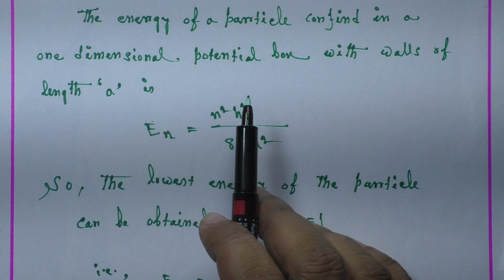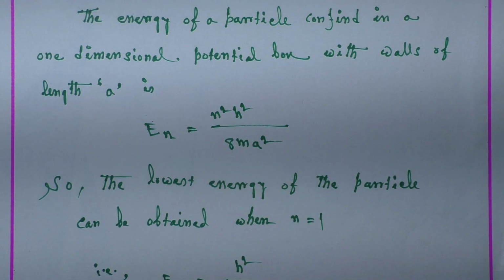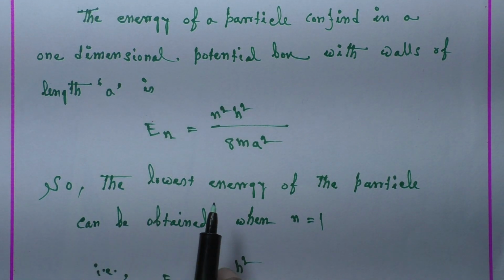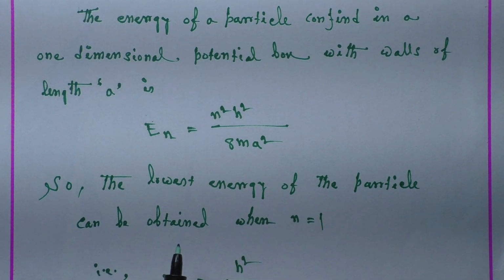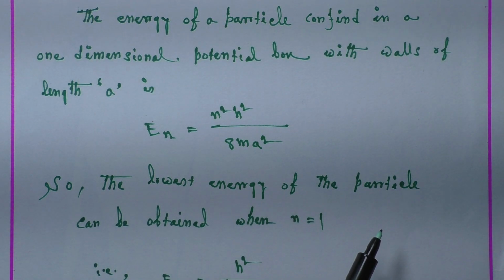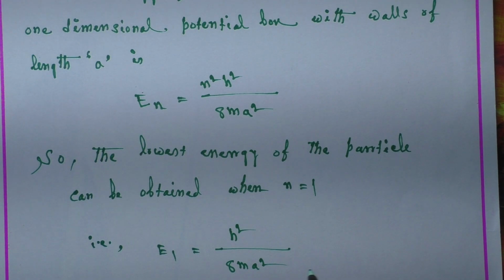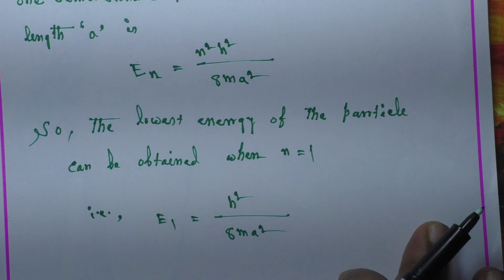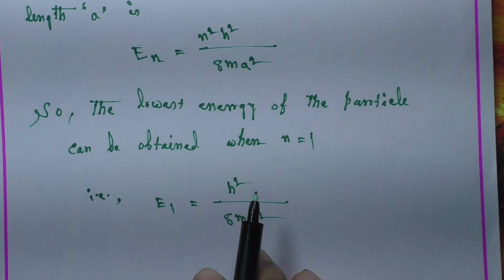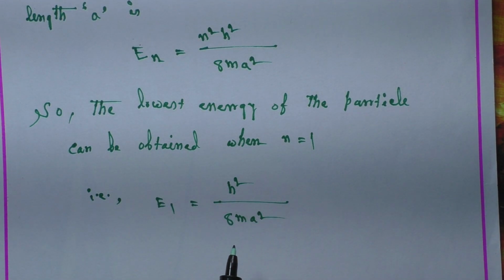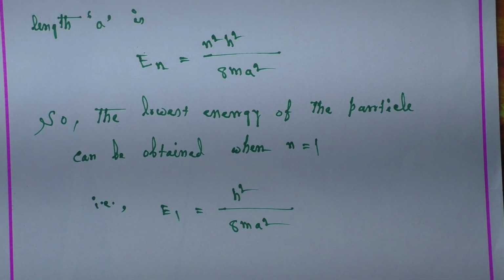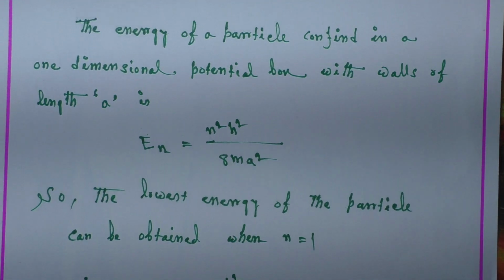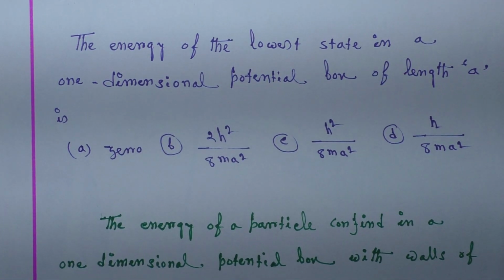If we put n equal to 1 in this expression, we can get the lowest energy of the particle in the box. So, the lowest energy of the particle can be obtained when n equal to 1. Then we can write E1 equal to h square by 8m square, which is the lowest energy of the particle in the box.